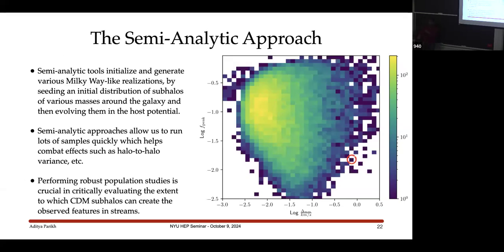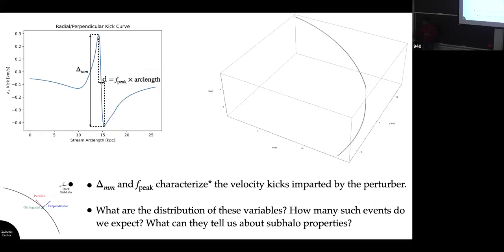in general, we can do this robustly by running tons of Milky Way realizations. And the other upshot is that if you look at these two variables here, delta v and f peak, to some extent, they don't actually care about the underlying subhalo that's causing it, right? So I could put in an SIDM subhalo with its own mass distribution, and it'll give me some set of variables for delta v and f peak. So, kind of going backwards, there are lots of different models that we can constrain just by looking at the distributions of these two variables.